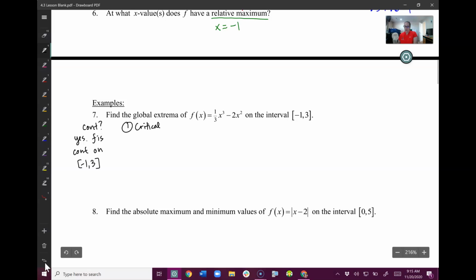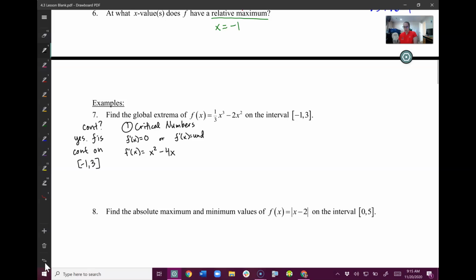Find all critical numbers. And remember, critical numbers are either where f prime of x equals 0 or where f prime of x is undefined. Those are our critical numbers. So let's start by finding f prime. Take my derivative of this. Put the 3 in front, we'll cancel, so I just have x squared minus 4x. That should be our f prime.